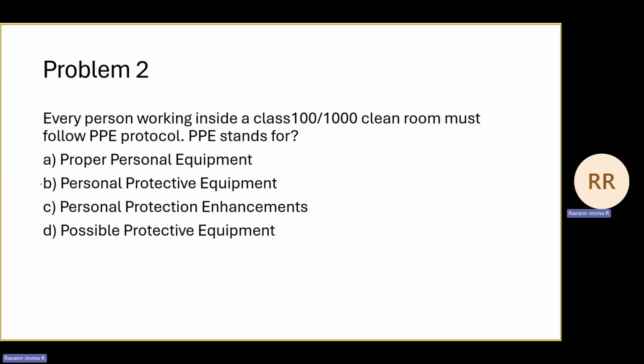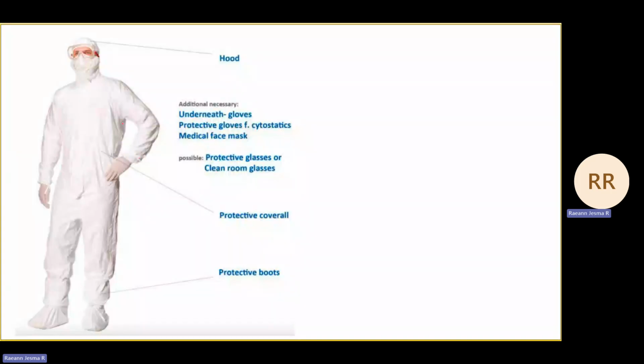So the correct answer for this question is option B, personal protective equipment. It is meant to protect the person. Okay. So here you can see a person wearing a PPE. This white colored suit is called a bunny suit or a protective overall. And you can see that this suit has a hood attached to it.